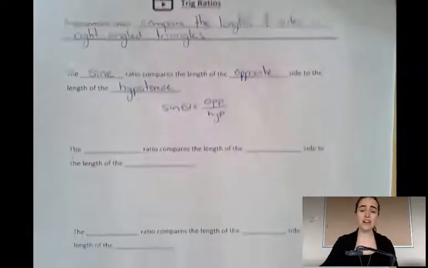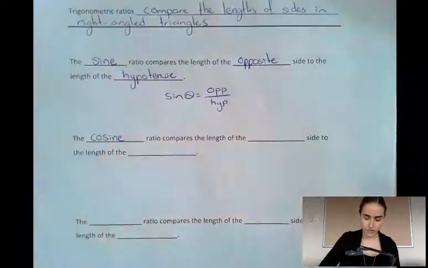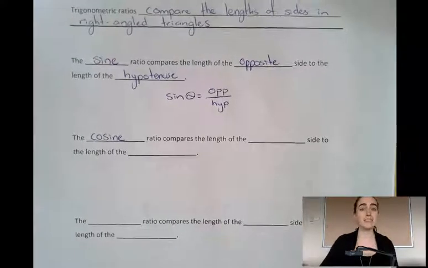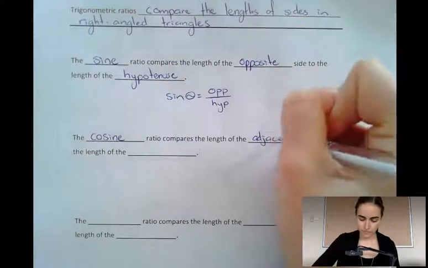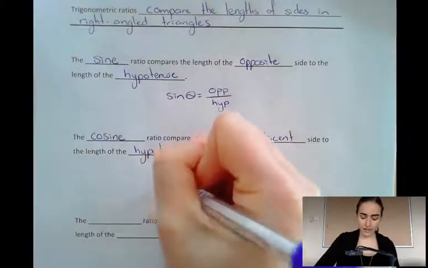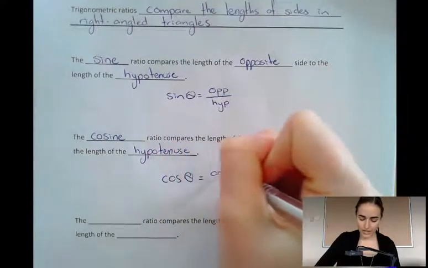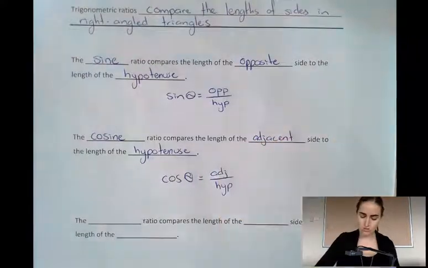Our second trig ratio is the cosine ratio. So the cosine ratio compares the length of the adjacent side to the length of the hypotenuse. So the way we write that out is that cos theta equals the adjacent side over the hypotenuse.